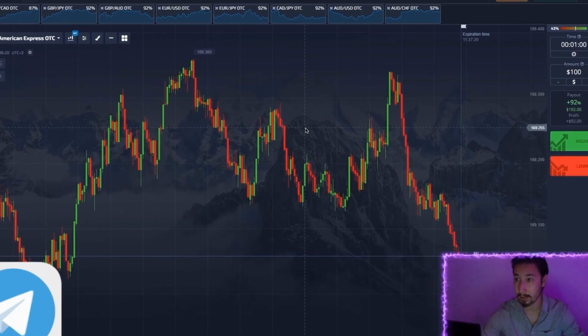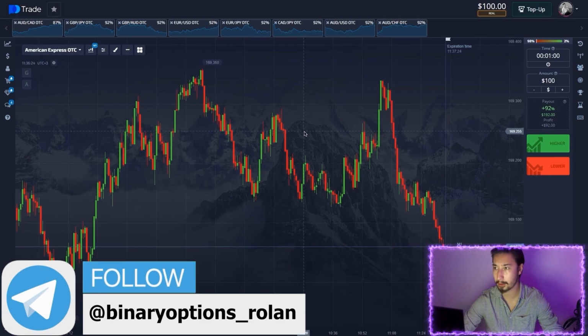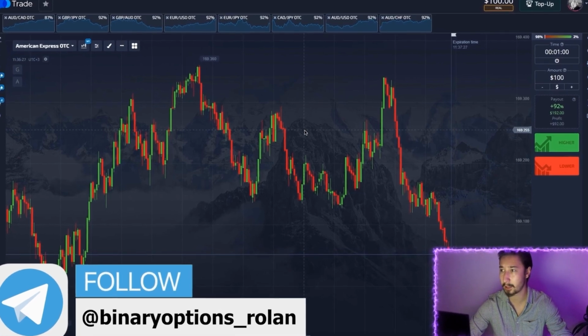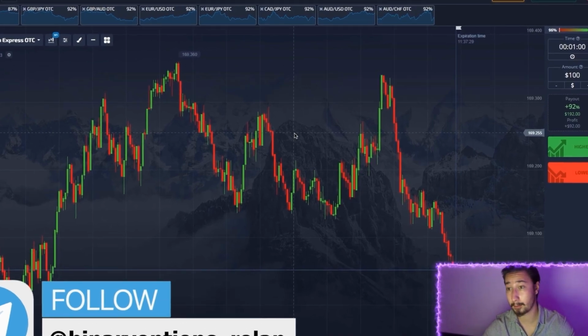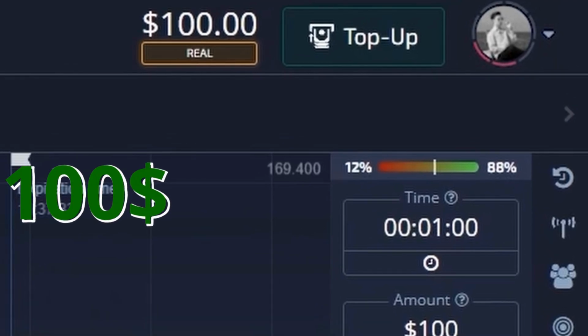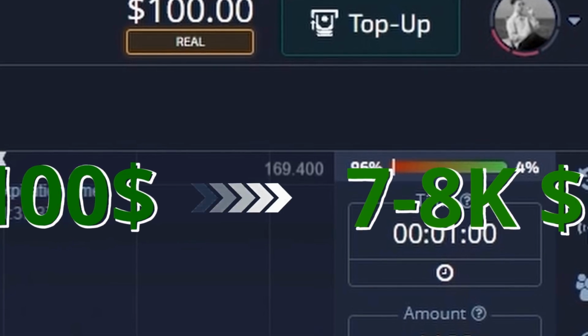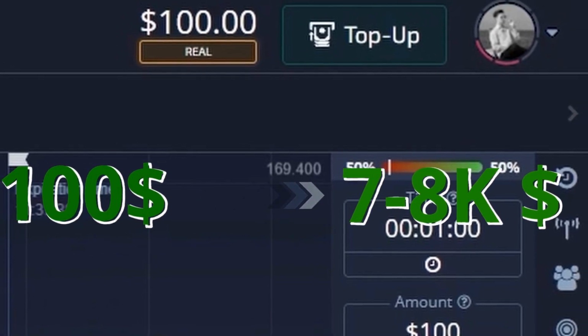Let's get started. So guys, all right, let's start. Finally, we are on a broker. You can see all the currency pairs picked. We have OTC, which means there will be a large percentage of payments. So we will start with a balance of $100 and open 1 minute time frame strategies.